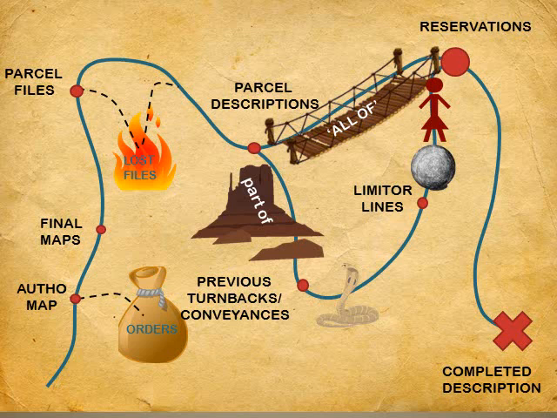The description doesn't end with parcel descriptions. Turnbacks include reservations. Access control is the most common. We have to list all of the parcels that we are retaining access control on and also describe all of the openings. But Metro is notorious for other reservations.